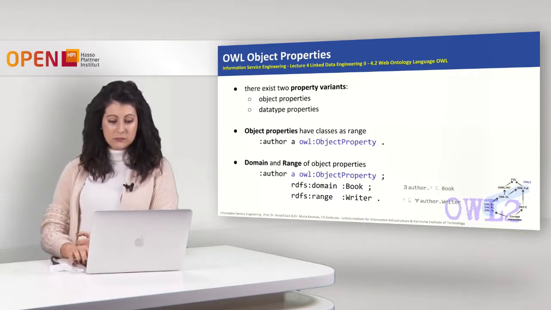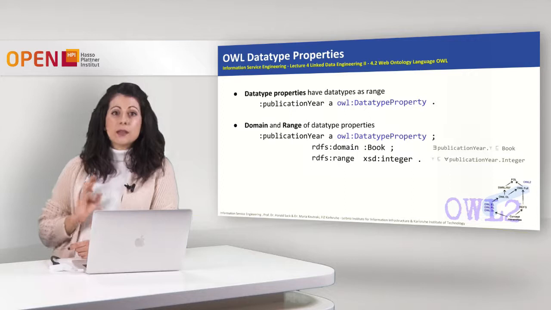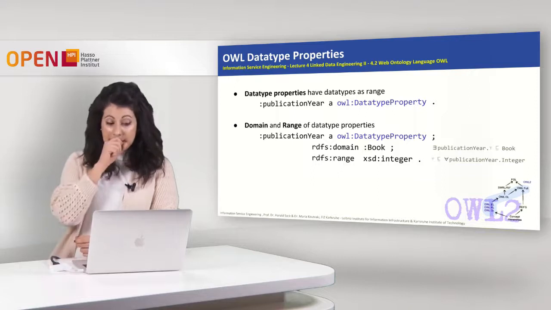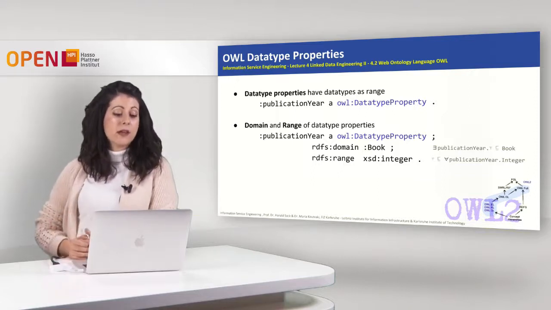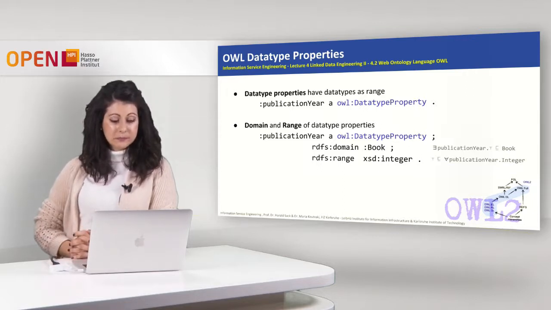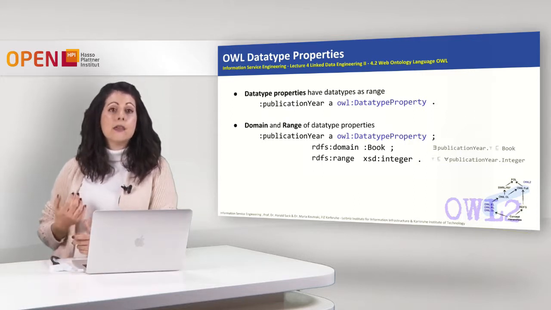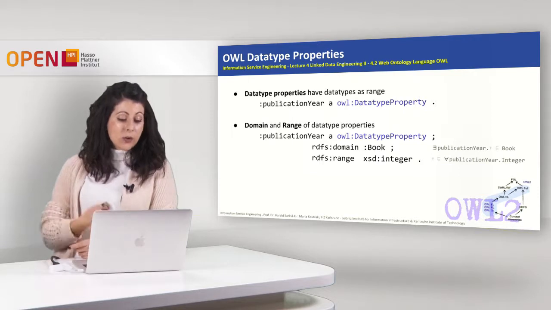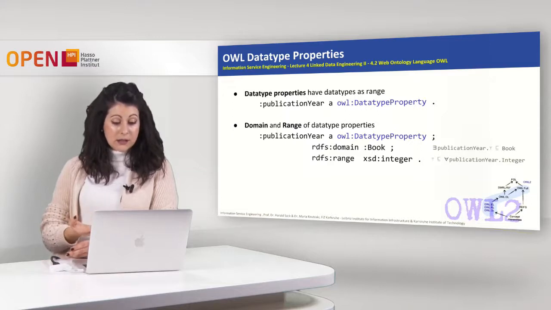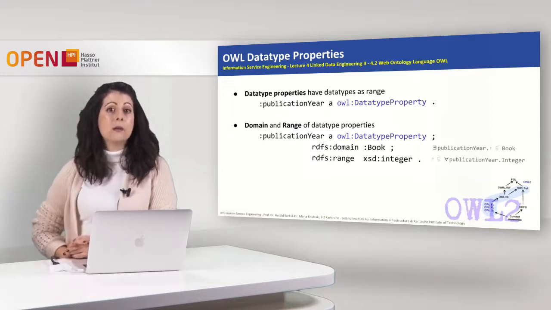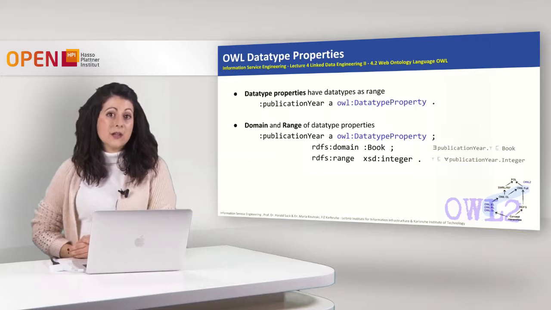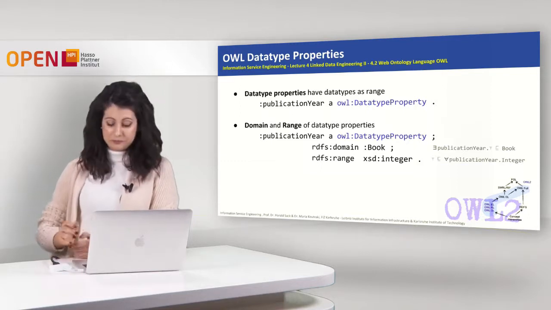Writer. And let's see now the datatype properties. The datatype properties are the ones that have datatypes as range. Again, we define them in this simple way. We say that publicationYear is of type owl:DatatypeProperty, simple as that. And again, we want to specify the domain and the range of this property. Same properties here. We define that publicationYear is a datatype property, and it has rdfs:domain Book, same as previously, and the rdfs:range here is xsd:integer. So it's not a class, it's a datatype.